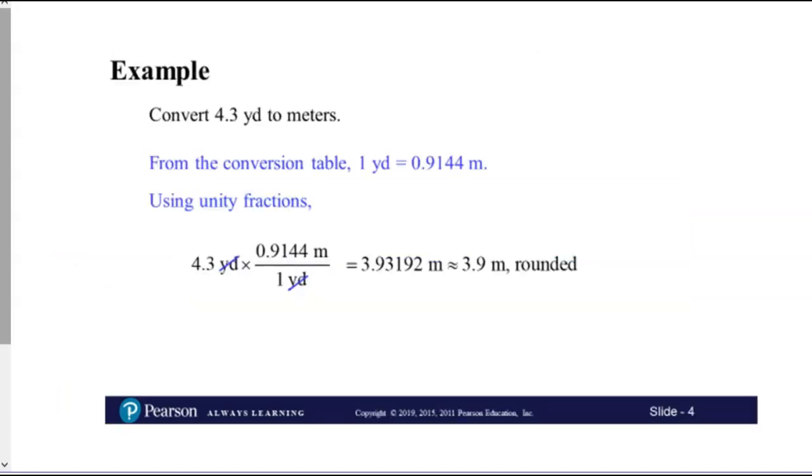If you are in another country and you need to convert 4.3 yards to meters, you would look at the conversion table and see that 1 yard equals 0.9144 meters. Using the unity fractions that we've looked at in previous episodes, you would figure out that it is 3.93192 meters, but the significant value of 4.3 makes us round to 3.9 meters.